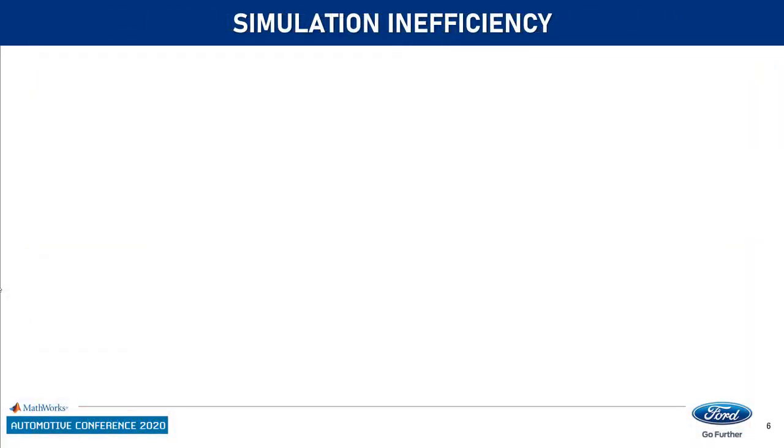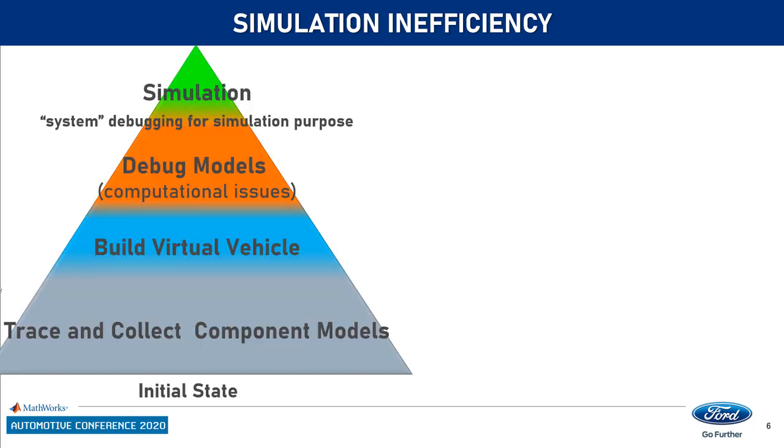Simulation inefficiency. At the same time, we asked the CAE engineer, where do you spend the majority of your time? The triangle, which will show up in a minute, shows the amount of work he spends. If the full triangle is 100% of his time, he's spending a lot of time in tracing and collecting component models. Then he's building the virtual vehicle, he starts to debug, and only the top of the iceberg is simulation. He also does some system debugging for simulation purposes. But that's not really efficient, so we should try to improve that. And that's what we try to achieve with FAST.